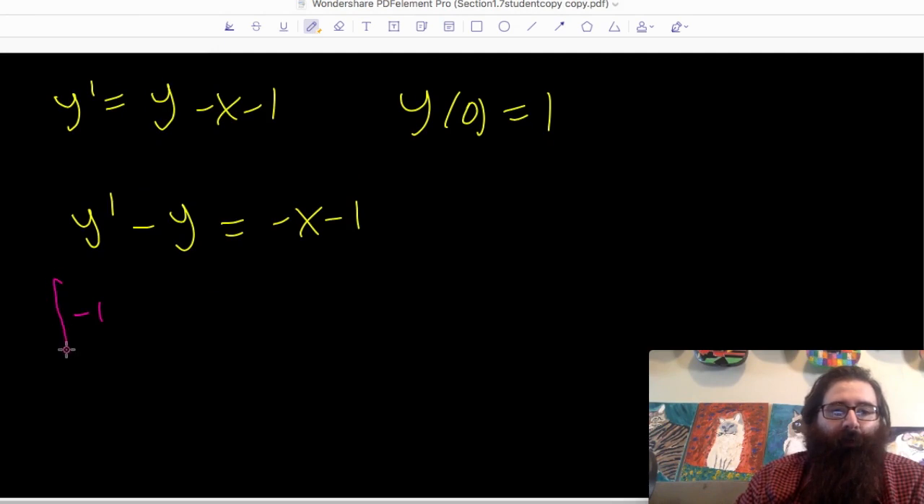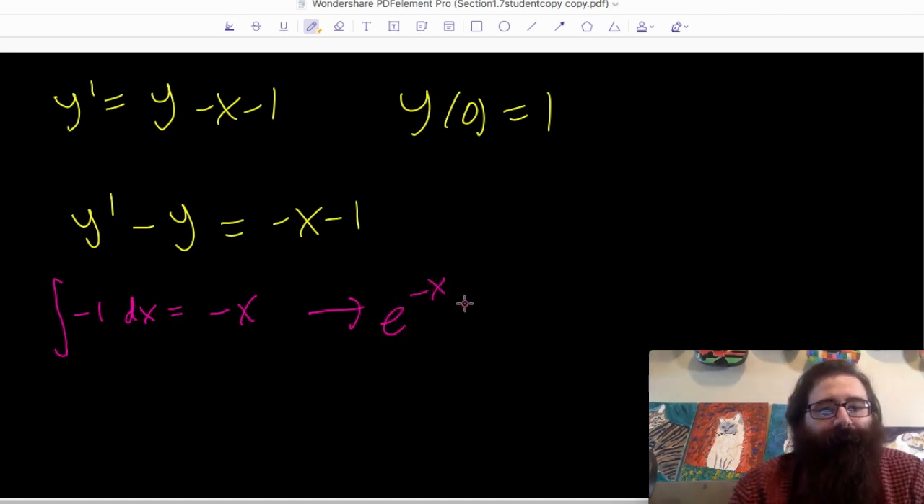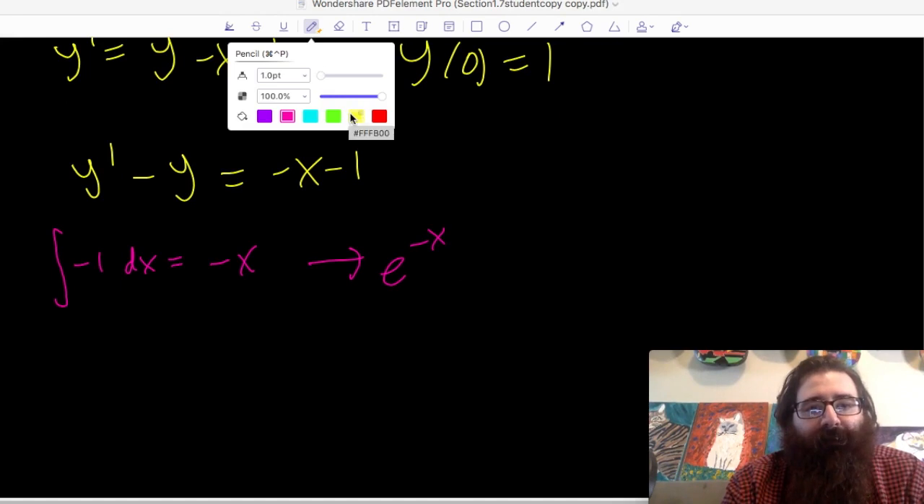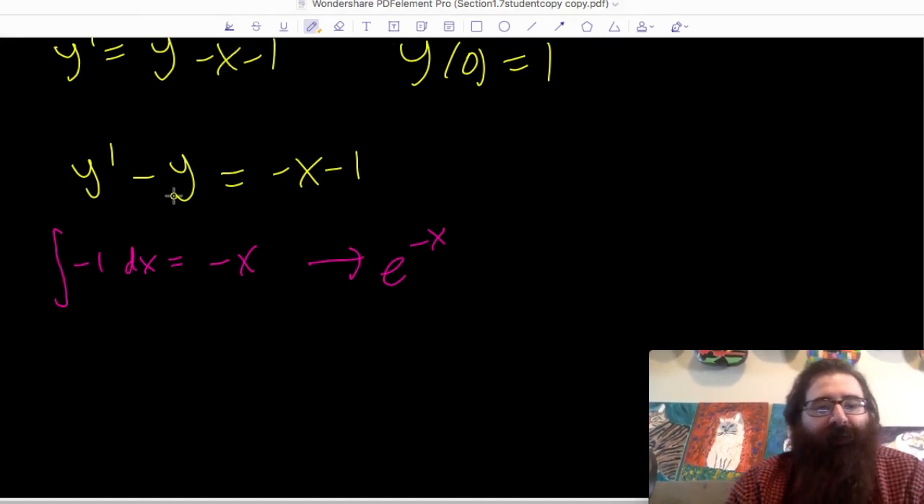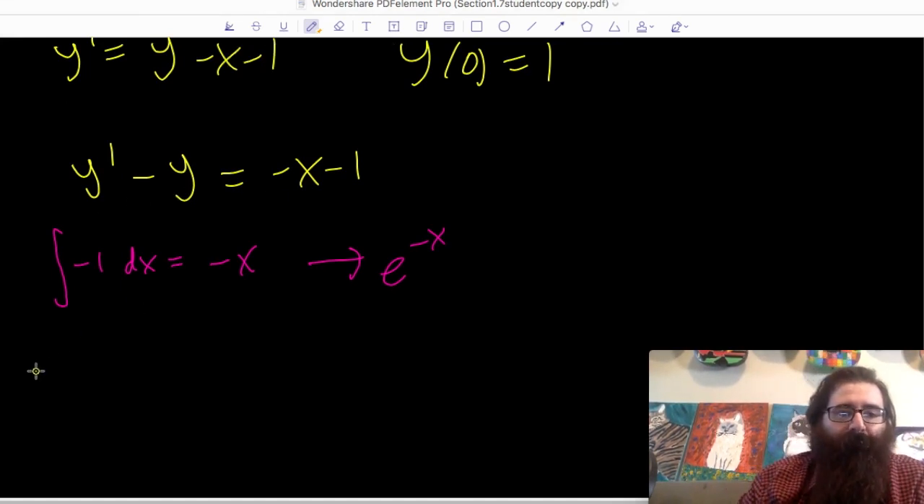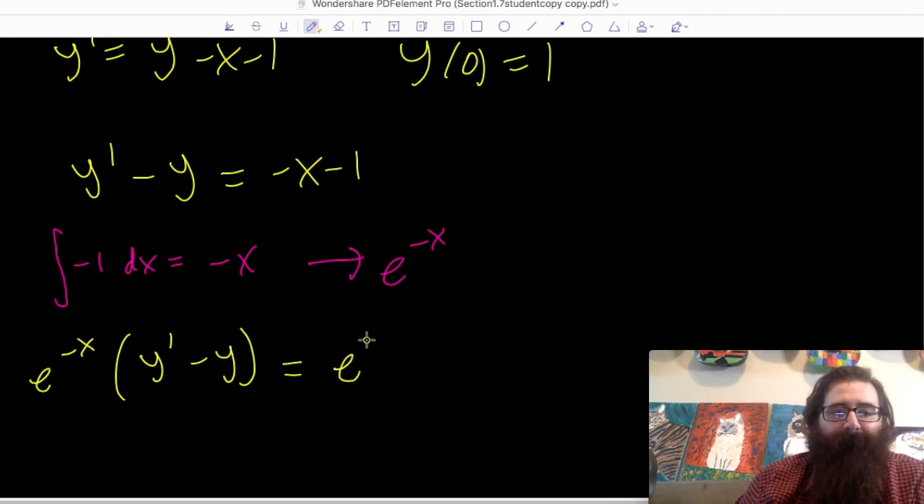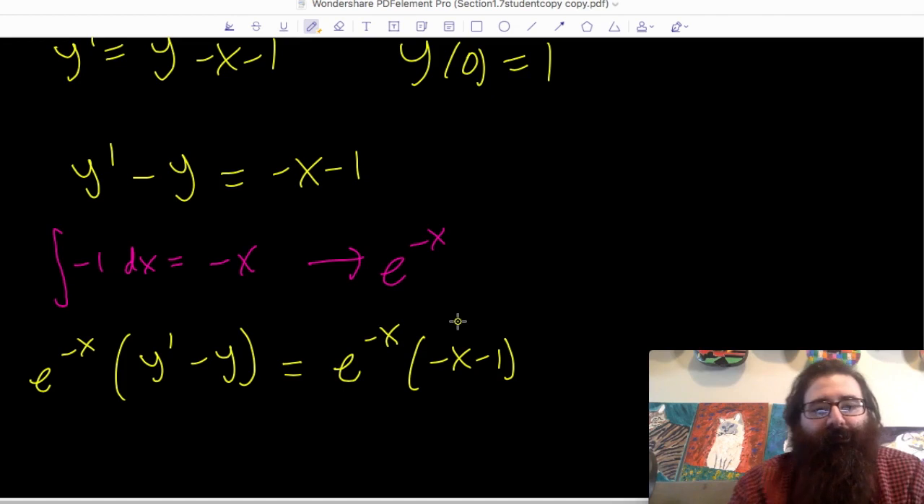1, and I want to integrate that. And here we're going to integrate with respect to x. This gives us negative 1 times x, or negative x. So then we build our integration factor from this as e to the power of minus x. Now I want to multiply this e to the minus x to both sides of the differential equation. So I get e to the minus x times y prime minus y in parentheses equals e to the minus x times negative x minus 1 in parentheses.